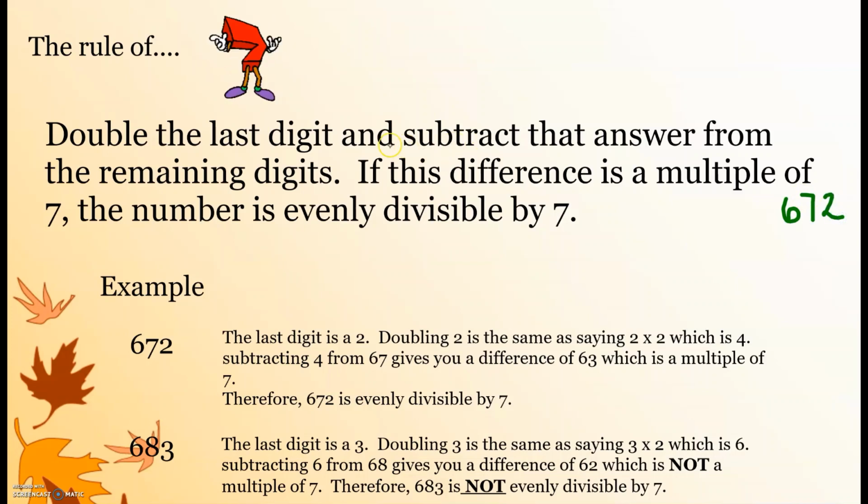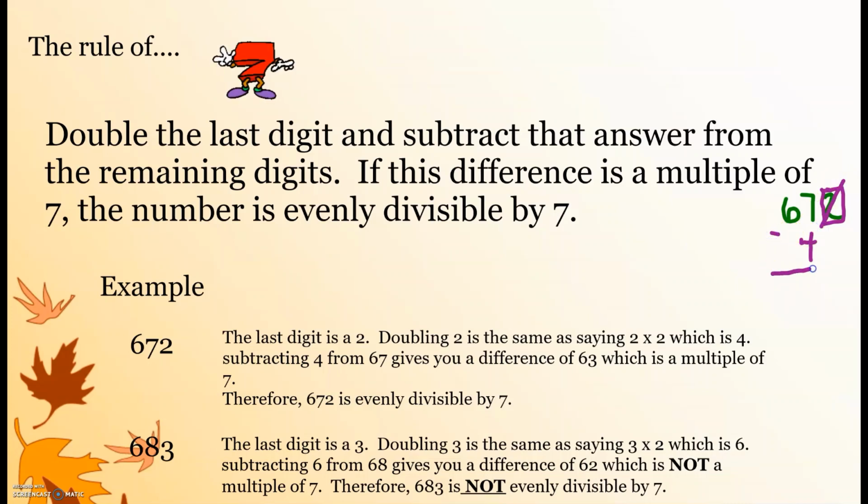And what it asked me to do is double the last digit and subtract that from the remaining digits. So what I'm going to do is look at my number 2. I'm going to put a box around it because I'm not going to need it anymore. All I need to know is that I need to double it. So 2 doubled, or 2 times 2, gives me 4. I'm going to put the 4 right underneath my 7 over here. And now I'm done with the 2, so I could cross it off.